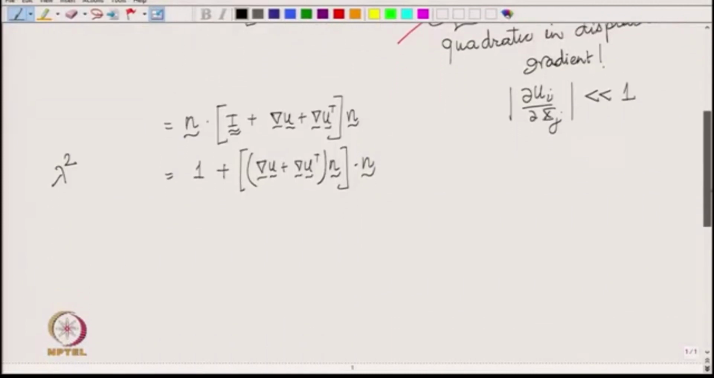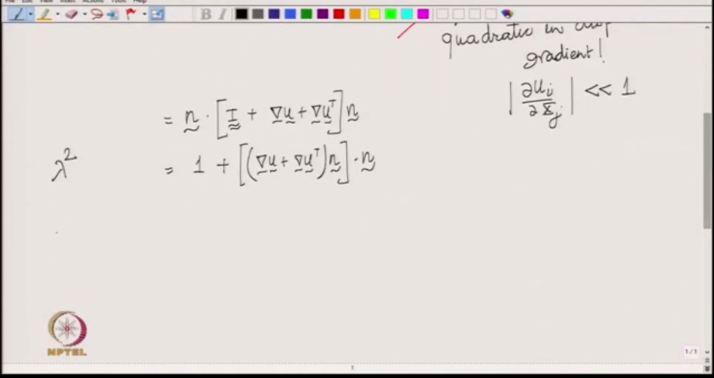So, now we are ready to have the formula for the strain epsilon. Epsilon, the longitudinal strain at a point x and for the direction n, for the direction of line element n, is equal to lambda minus 1, the stretch minus 1. But lambda is the square root of what we derived here. So, it is the square root of 1 plus this thing.